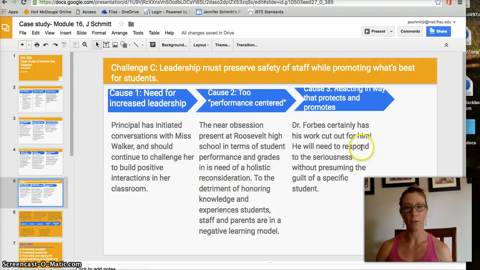So, and thirdly, Dr. Forbes has his work cut out for him in terms of getting to the bottom of it. He has to respond to the seriousness of the threat, but he can't just presume the guilt of a specific student without conducting and heading a thorough investigation.